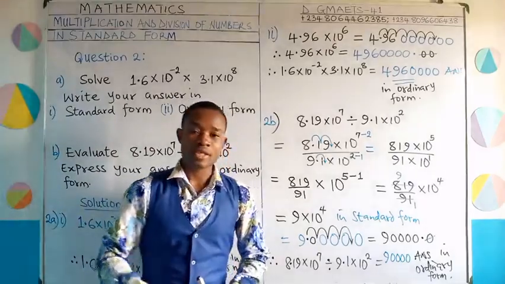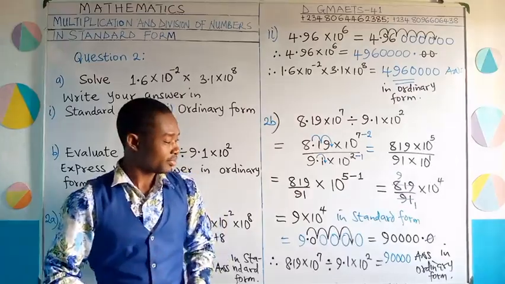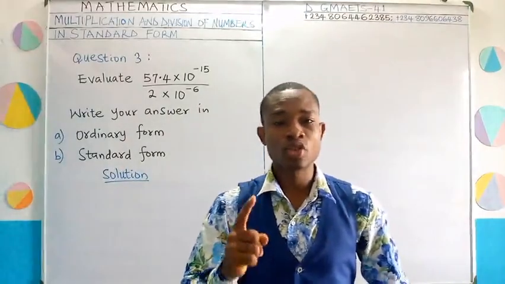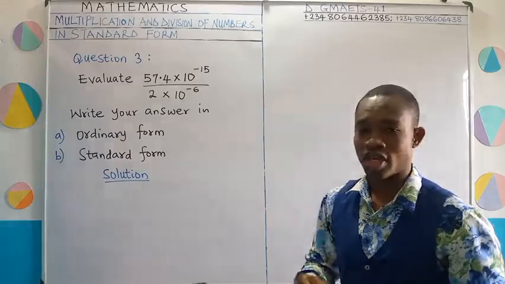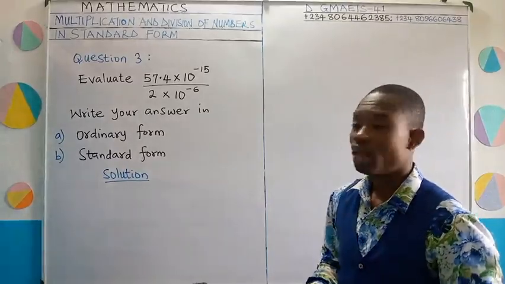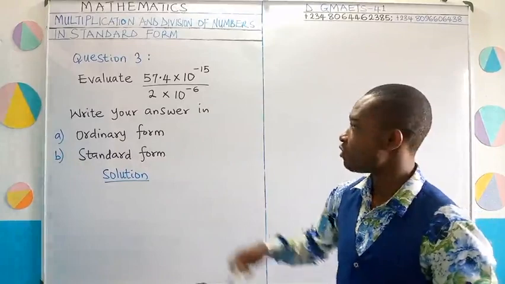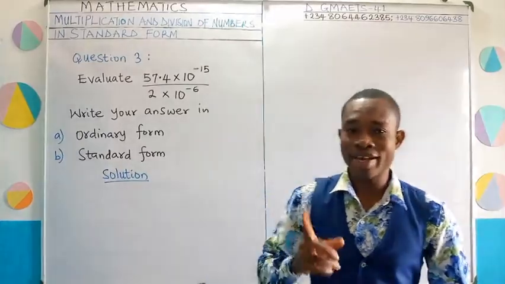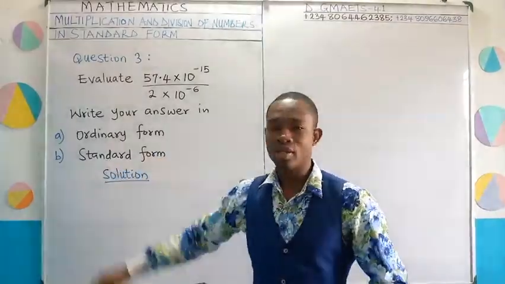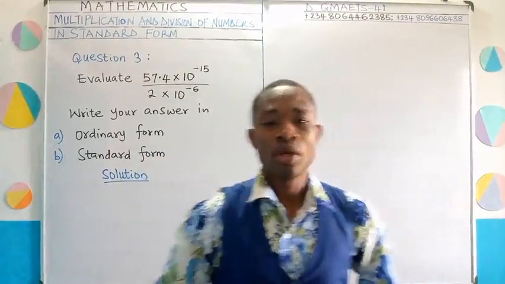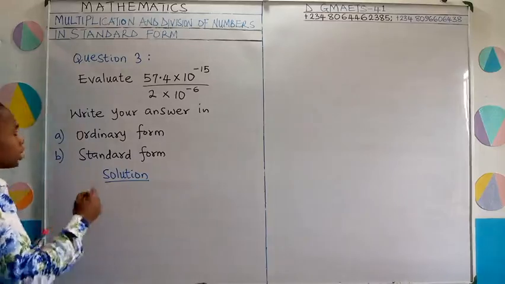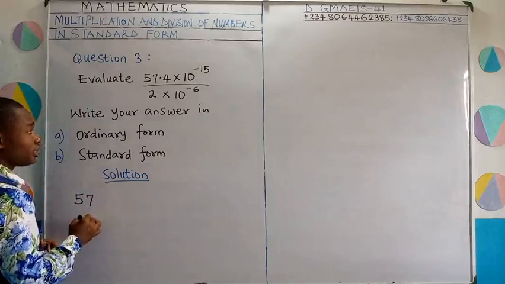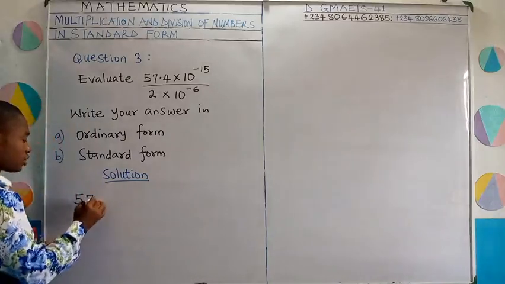Next, we are going to look at question number 3. We have this question here on the board to evaluate 57.4 times 10 to the power of minus 15 all over 2 times 10 to the power of minus 6. It is required that we write our answers in A, ordinary form, B, standard form. Let us solve this and see what we get. The question given to us is 57.4 times 10 to the power of minus 15 divided by 2 times 10 to the power of minus 6.